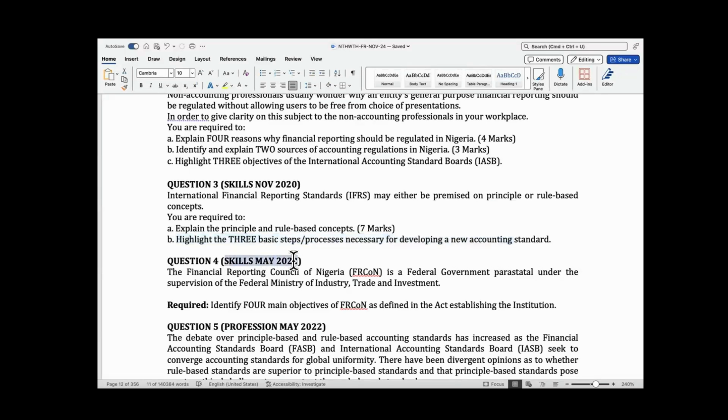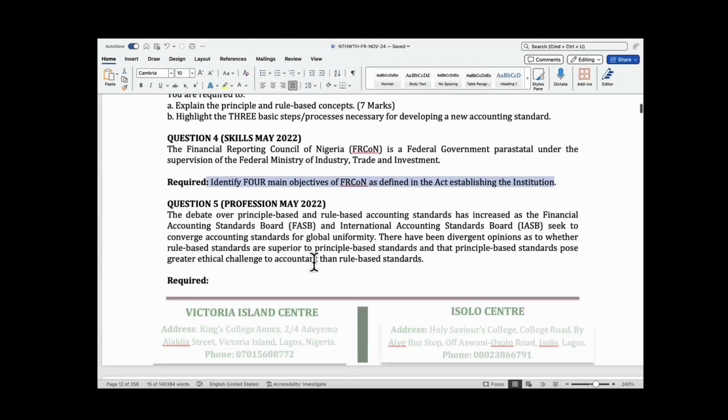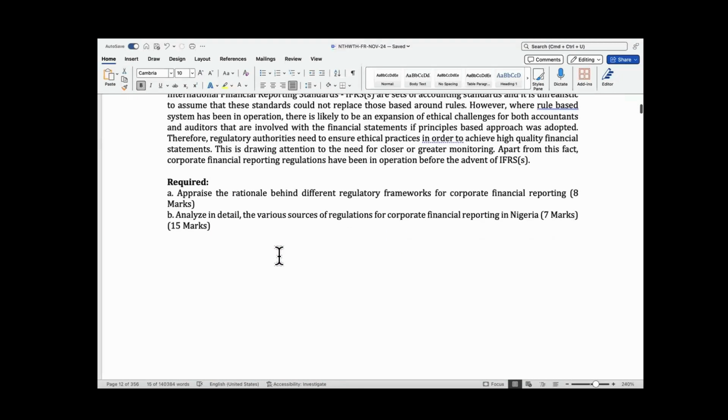Then in 2022, they asked that you should identify the 4 main objectives of the Financial Reporting Council of Nigeria. See, all of these things they could ask again. And these are questions at the professional level. I just put it here.